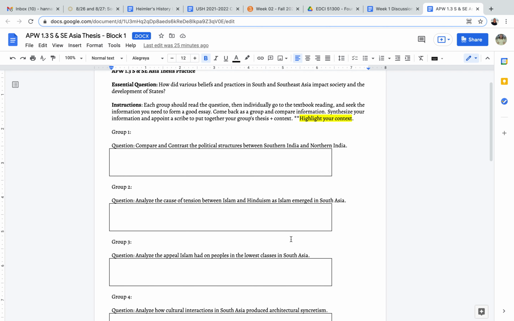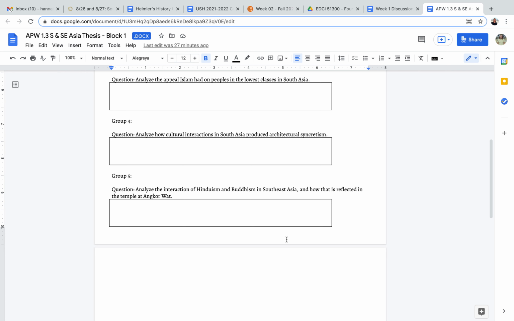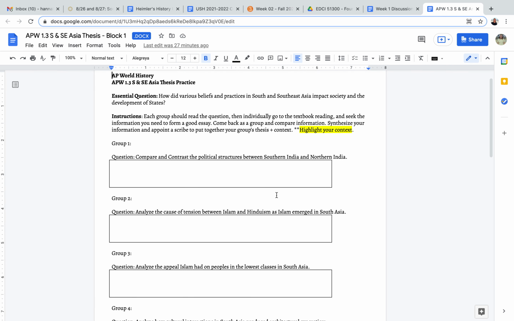So where it says compare and contrast the political structures between southern India and northern India, that would be group 1. And if you're in group 1 based on what's on my Canvas page, you will individually use your text to come up with context as well as a strong thesis to compare and contrast the political structures of southern India and northern India, all the way down to group 5, where you're analyzing the interaction of Hinduism and Buddhism in Southeast Asia and how that is reflected in the temple of Angkor Wat. So you'll be using your text for context as well as taking a position on the interaction of Hinduism and Buddhism in Southeast Asia. I would like this to be done obviously by the end of class.